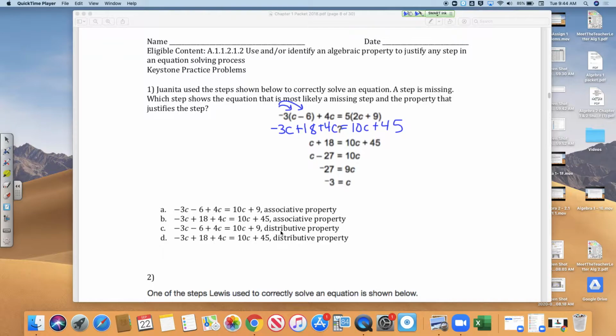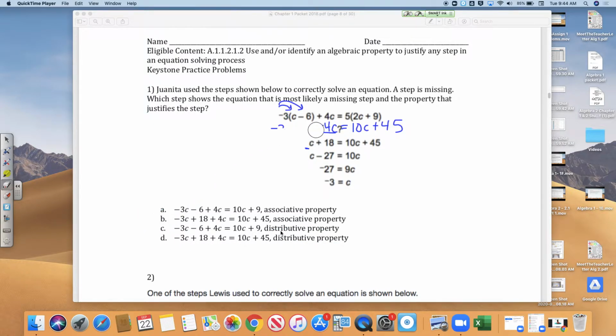All right? And then I can see that for the next step, we combine negative 3c plus 4c, which equals 1c right here. So I know that I'm on the right track here. So let's see which one this is. So negative 3c plus 18 plus 4c, it has to be this one right here, because that is what I got when I distribute it. So I basically did the problem myself, but I also used test-taking strategies to cross off A and B. Since I knew it wasn't going to be the associative property, it had to be one of these because of the distributive property.